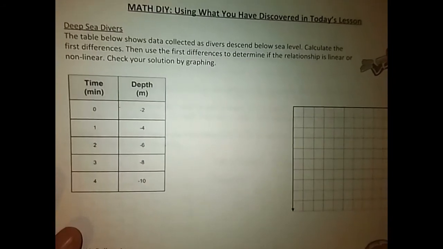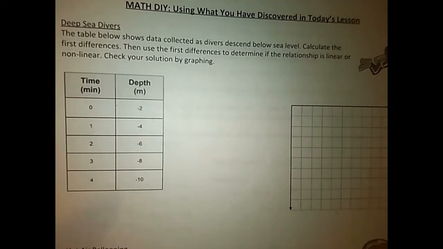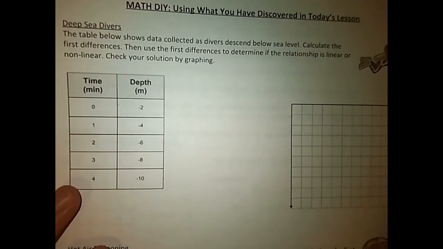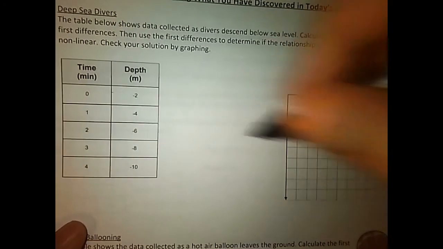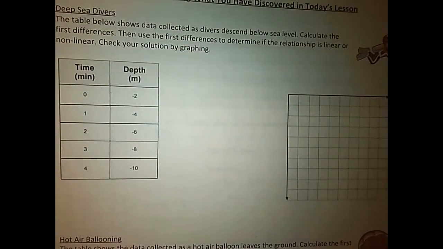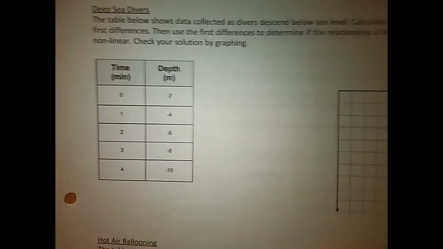So here we have deep sea divers. The table below shows some data collected as divers descend below sea level. Calculate the first differences, then use your first differences to determine if the relationship is linear or nonlinear. Then you can check our graph afterwards. But we can graph these points and see if it's going to be linear or not. So try this all on your own, and when you have your answer ready, unpause the video and check it with mine.